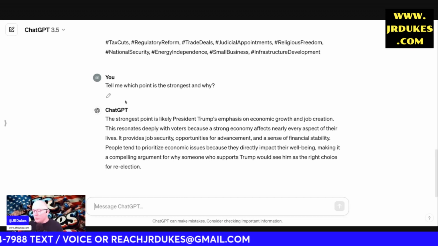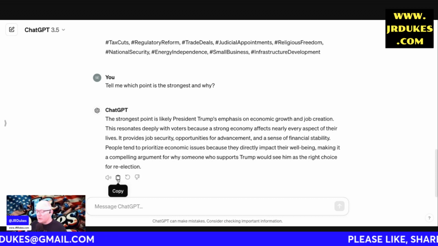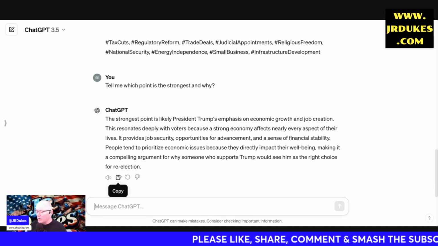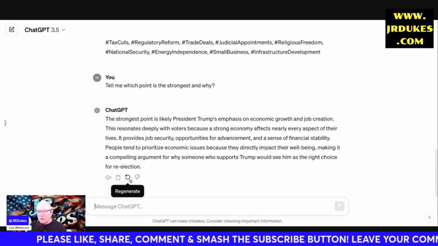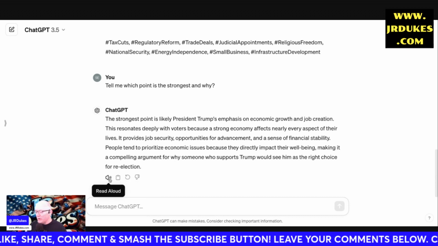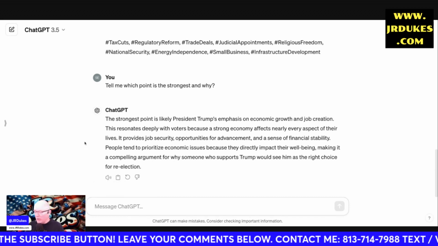By the way, if you want to copy this information over, all you have to do down here at the bottom is just go to this clipboard right here and click copy. I've got it highlighted right here on the screen. There are different features right here. You can have it regenerate the response. If you don't like that response, you can also now have it read the response aloud. So that's kind of cool in my opinion.